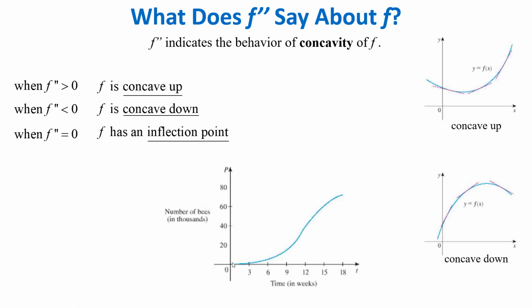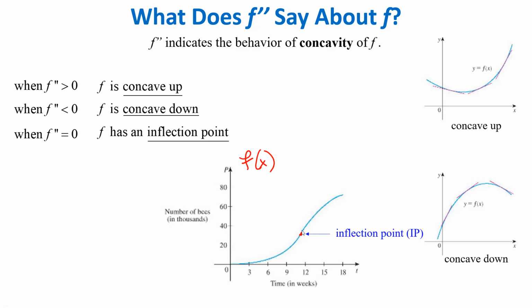The graph that I'm showing you now is a graph of some function. This is not an f double prime of x graph. And you can see that right here is the inflection point, because up until here, this part of the graph is concave up, and then it changes, this part of the graph is concave down.